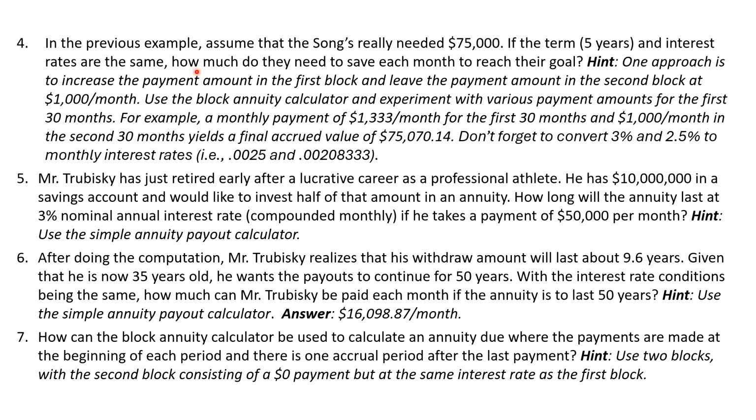So continuing with the previous example, assume the Songs really needed $75,000. If we assume the terms are the same as before, so in other words, 3% annual for the first 30 months and 2.5% annual percentage for the second 30 months, what would they need to do in terms of their savings on a monthly basis in order to reach the 75,000?